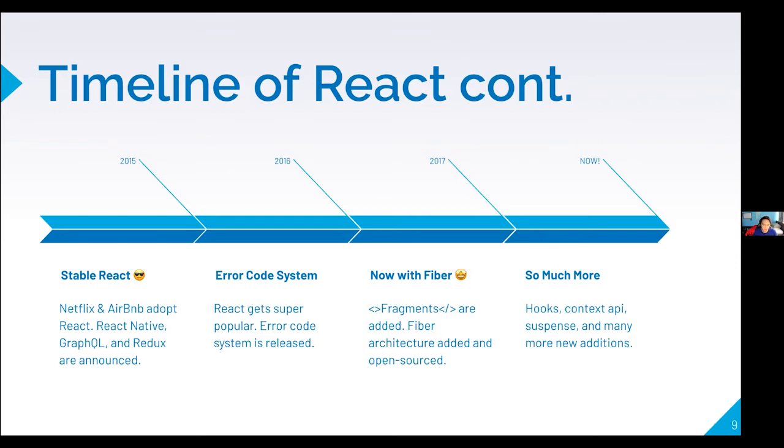So, and also the error code system's released. So sometimes when you get a bug, you have a code and you click on it, and it takes you to the React site and tells you what went wrong. And then in 2017, I actually thought this was always there, but Fiber came. With Fiber, we got fragments and the Fiber architecture is added and open source.